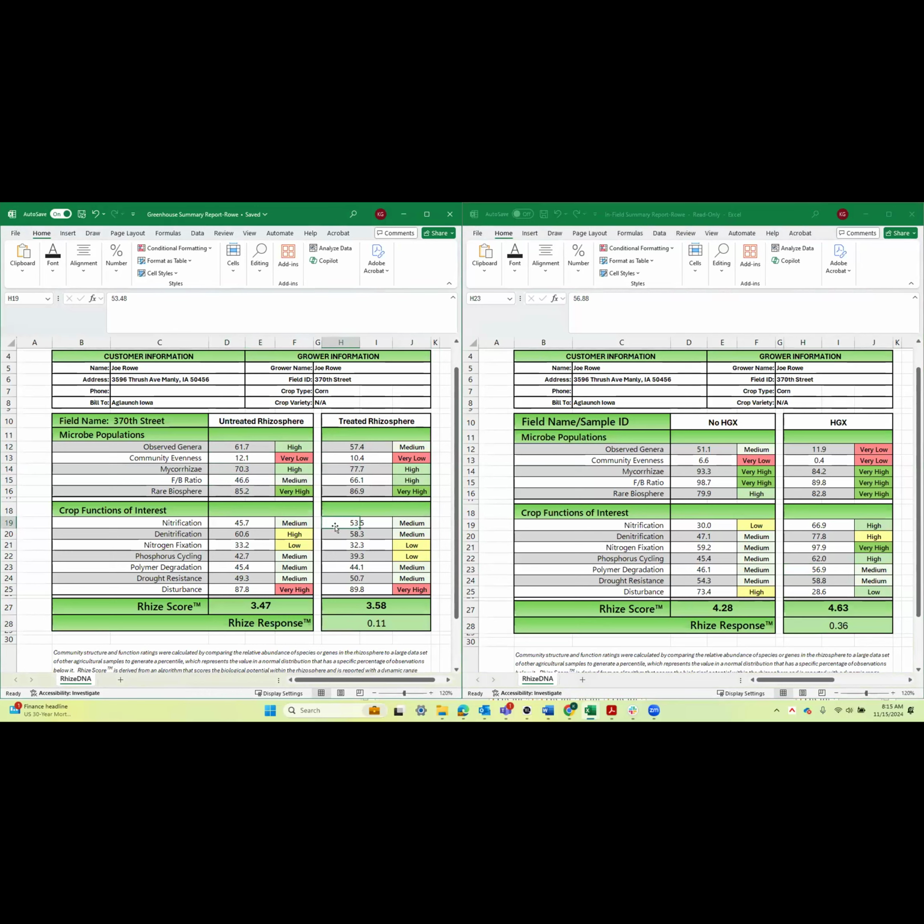We see nitrification goes up, and nitrogen fixation is basically about the same. So we're seeing less of a functional improvement in the greenhouse, and that's why this rise response number is a little bit lower compared to the field, where we saw this really significant functional improvement. Part of that is probably just due to the age of these crops. When we take these greenhouse samples, they're not super old. They're only going to be a couple weeks old, maybe a V2 if anything. And so they're not cycling quite as many nutrients as the in-field crops will at a later stage.